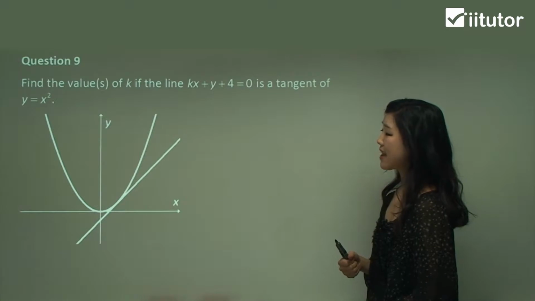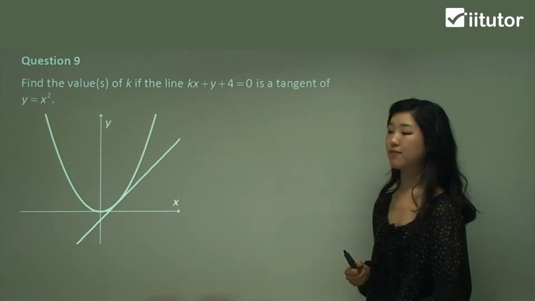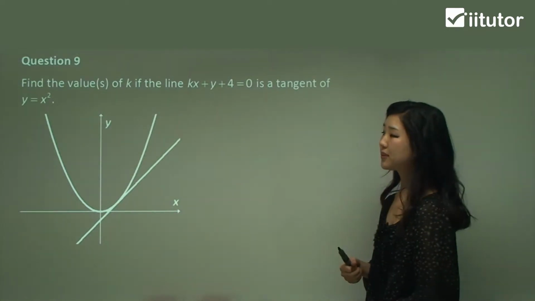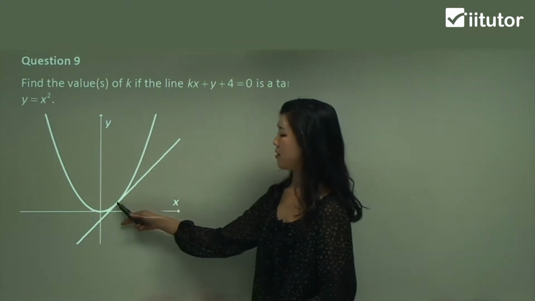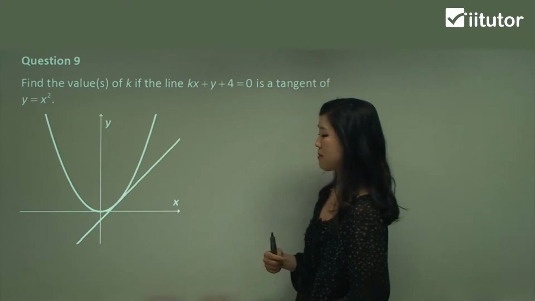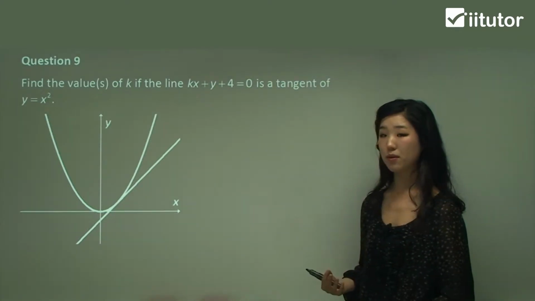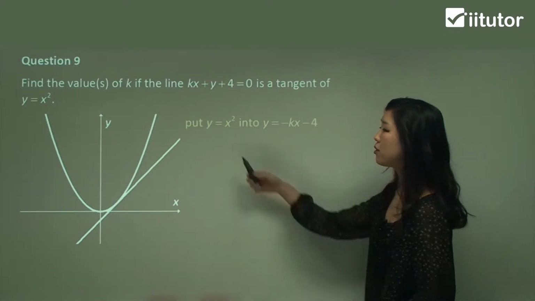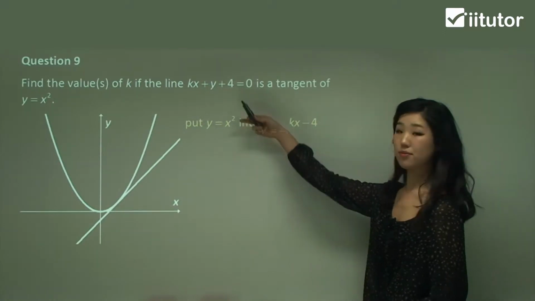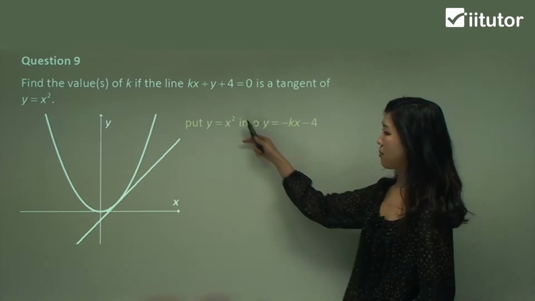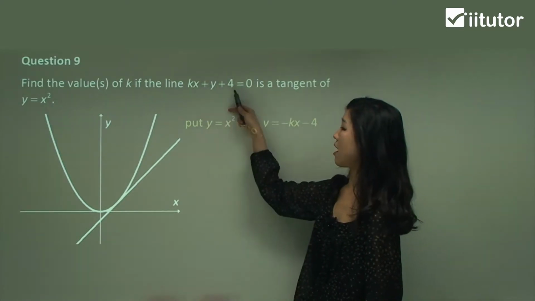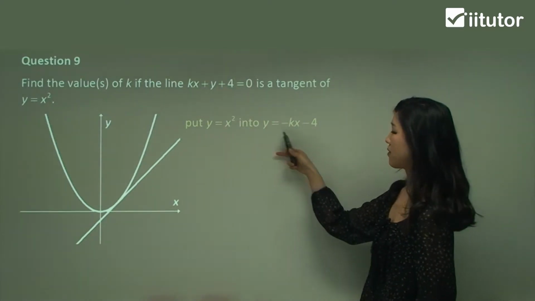Okay? So now we're going to go ahead and find the values of k. So what should we do? If they intersect once, guys, we can attempt to find that. Maybe that will help. So what I'm going to do first is put y equals x squared into the linear line y equals negative kx minus 4. I just made y the subject from this one, okay? So I moved everything else onto the other side. So I made y the subject.